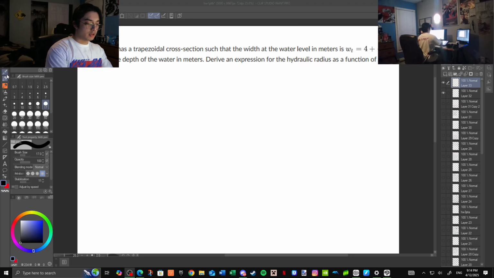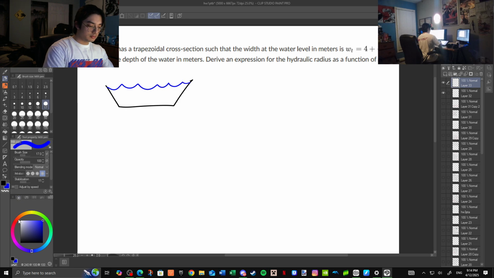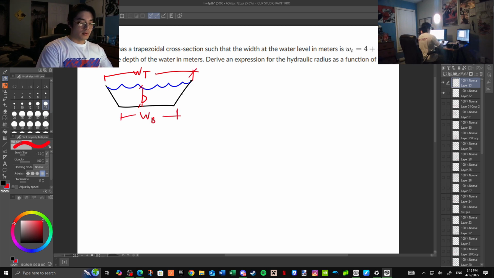So we have a canal with a trapezoidal cross section, and we'll have water at a certain level. That certain level will be D for depth, and you'll have a width at the top and a width at the bottom. So we need to derive an expression for the hydraulic radius as a function of depth.